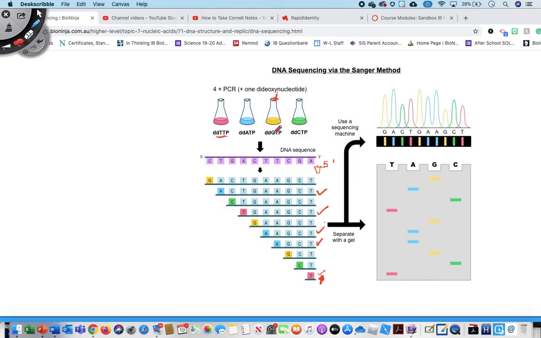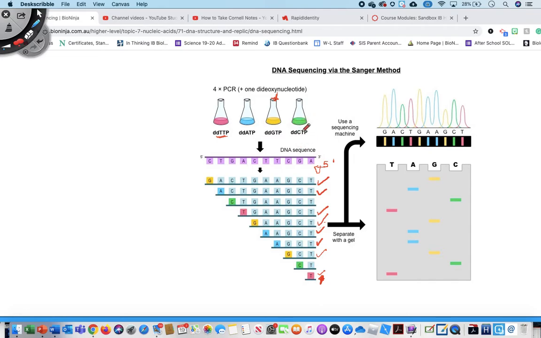Third fragment, ddGTP. I'm going to continue copying here, and then I'm going to stop, right? And then again, I'm going to continue copying another one here, and I'm going to stop, and continue copying another one here, and I'm going to stop. So I ended up with 3 fragments with my ddGTP mixture.